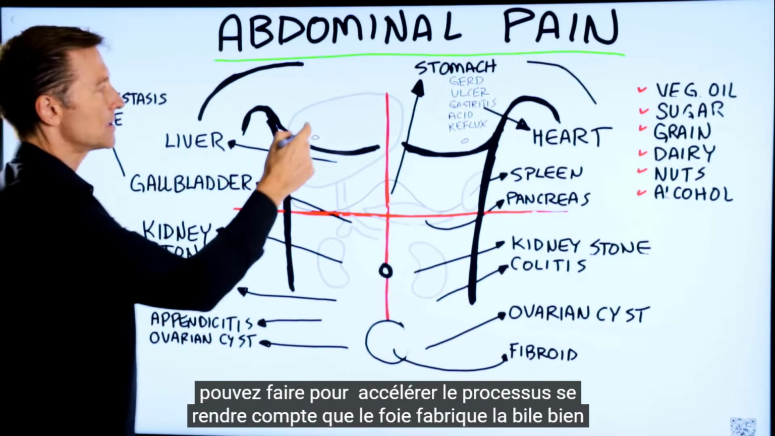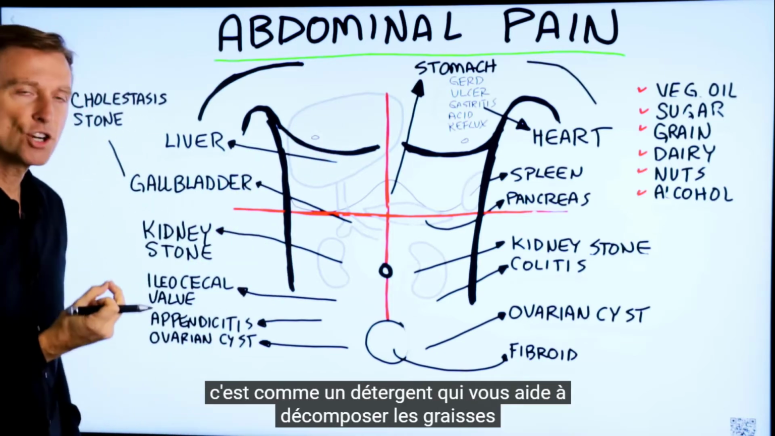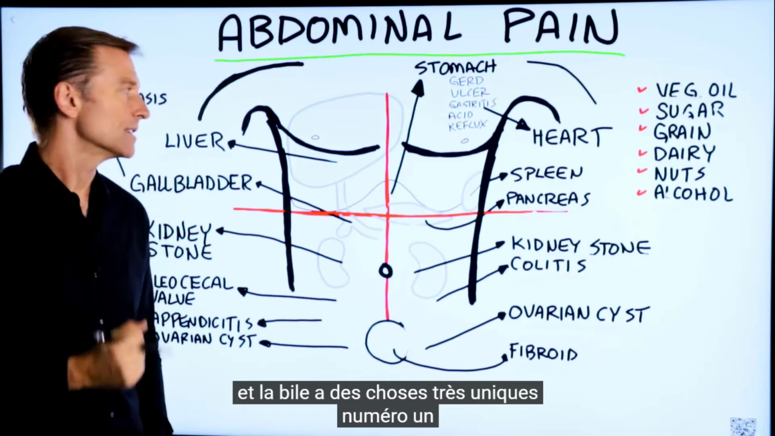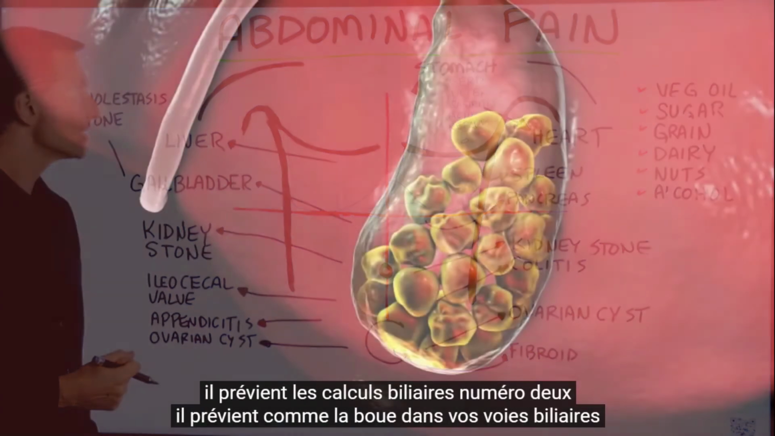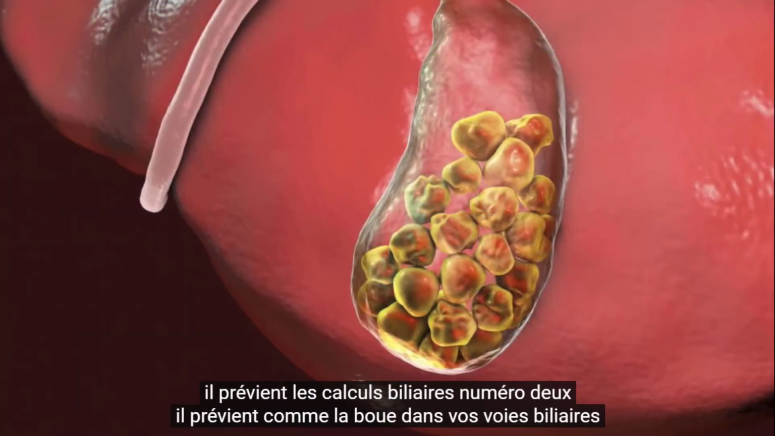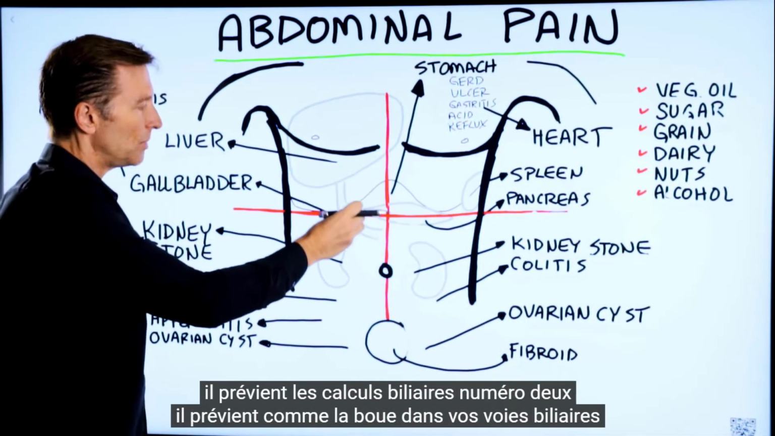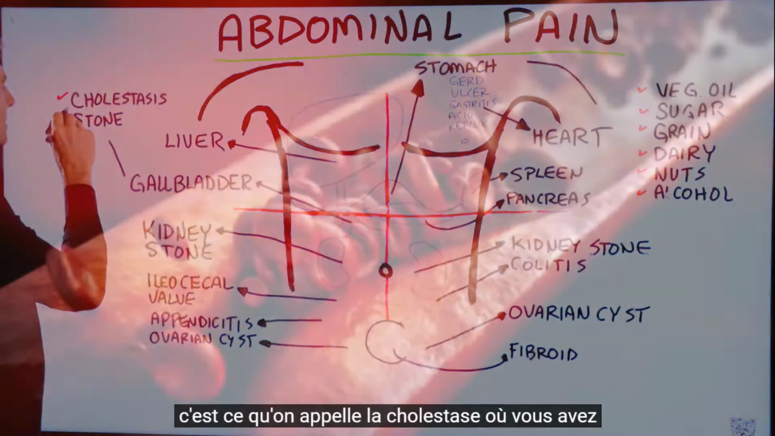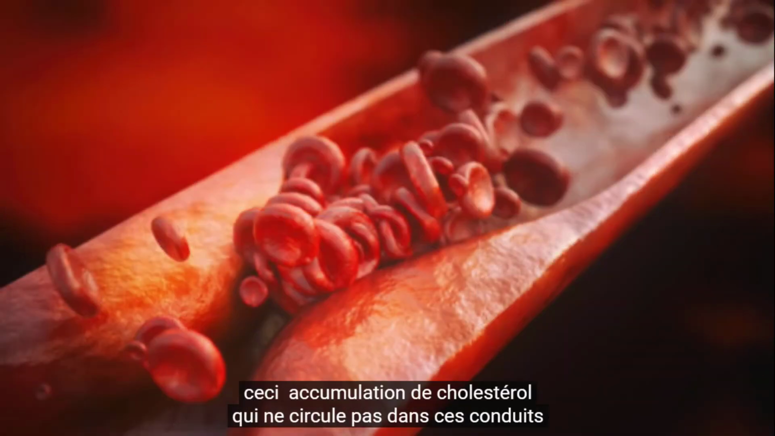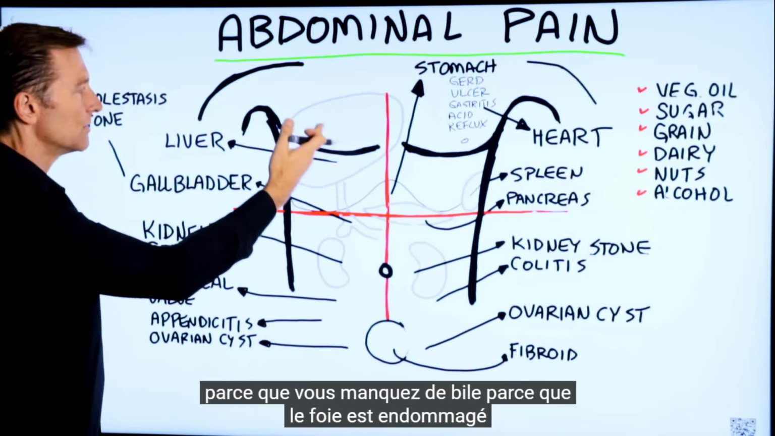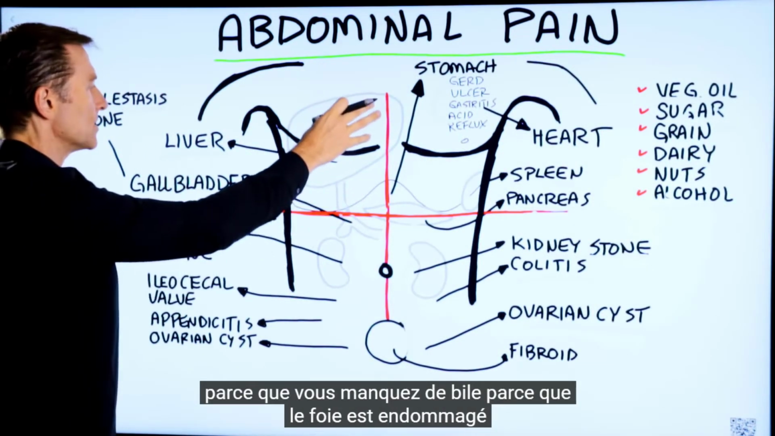Realize that the liver makes bile. It's like a detergent that helps you break down fats. And bile has some very unique things. Number one, it prevents gallstones. Number two, it prevents sludge in your bile ducts. It's called cholestasis, where you have this accumulation of cholesterol that is not flowing through these ducts because you're deficient in bile, because the liver is damaged.